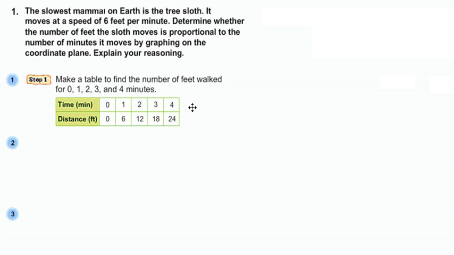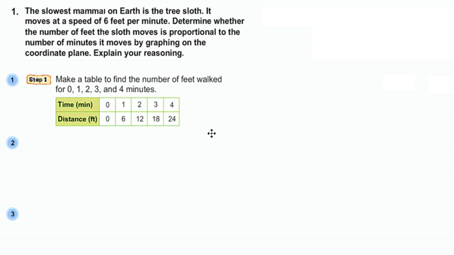So we made a table. Let's not make it complicated. Just do 0, 1, 2, 3, 4. Unless they give you points that they want you to find out specifically, just keep it simple. 0, 1, 2, 3, 4. Now when it says 6 feet per minute, that means you're going to multiply the number 6 times each minute. So 0 times 6 is 0. 1 times 6 is 6. 2 times 6 is 12, and so forth.